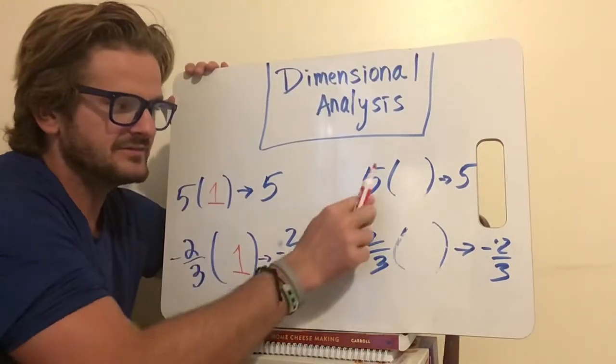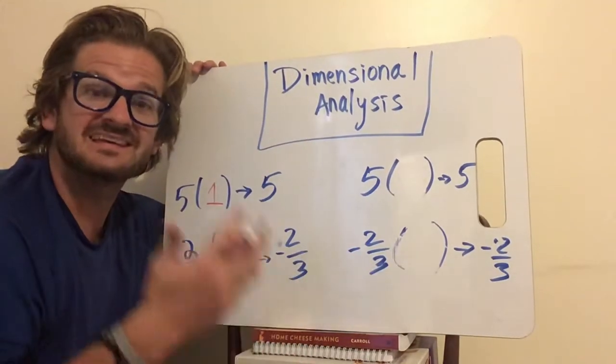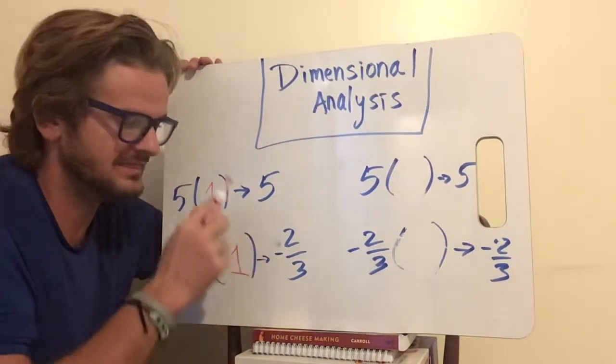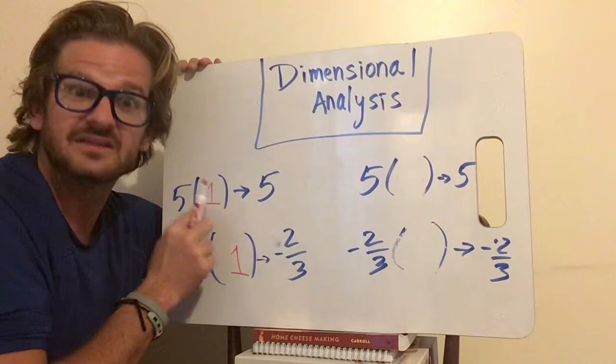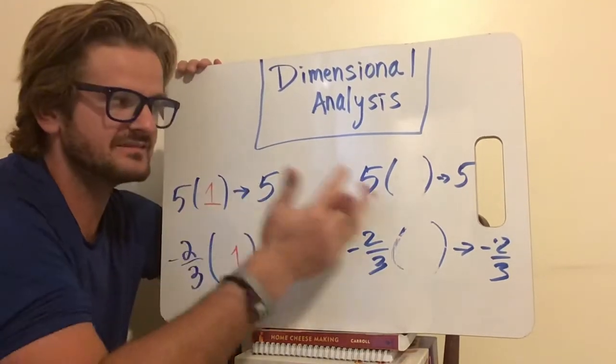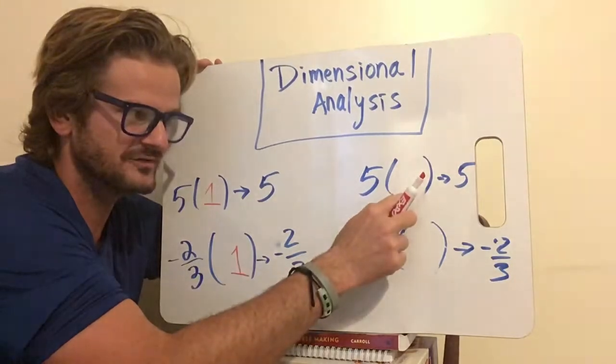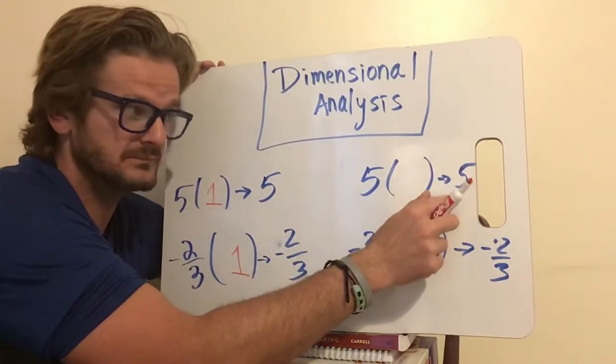Now, I have the same 2 problems over here. Notice that I said value of 1. I did not say it has to be the number 1. Those are 2 different things. So if it has the value of 1, we can multiply it by that value and maintain the same thing.